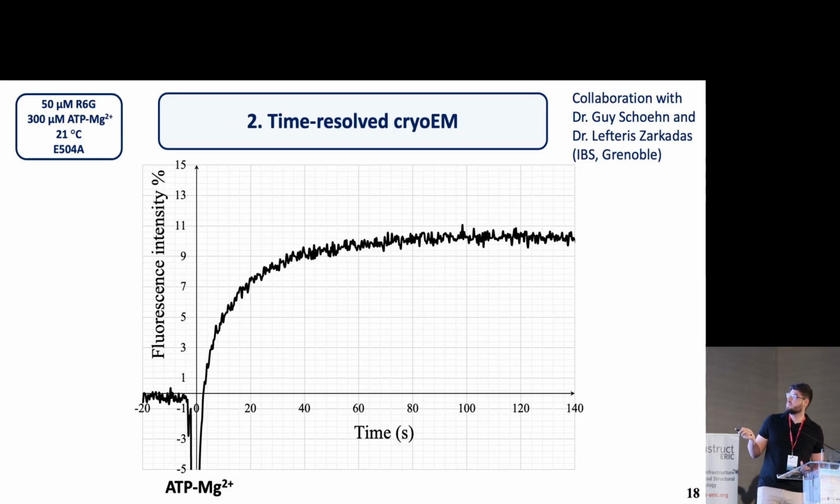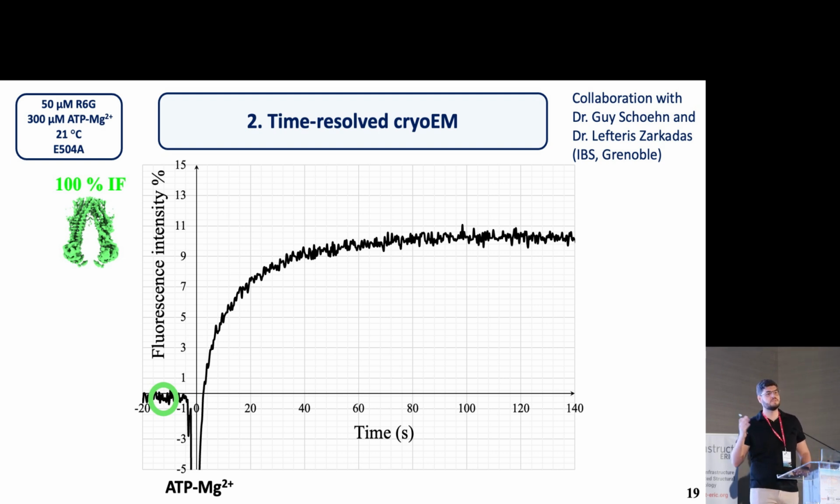The condition with the mutant is 300 micromolar ATP at 21 degrees. The idea is to slow down the transition to see the whole transition. In collaboration with Dr. Guichou and Dr. Lefteris Zarkadas, we froze BmrA at key times, and I analyzed the particles of BmrA over time.